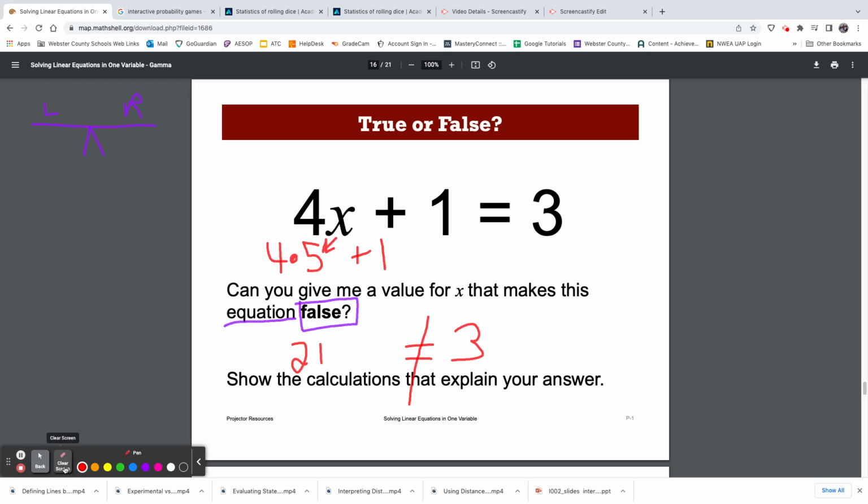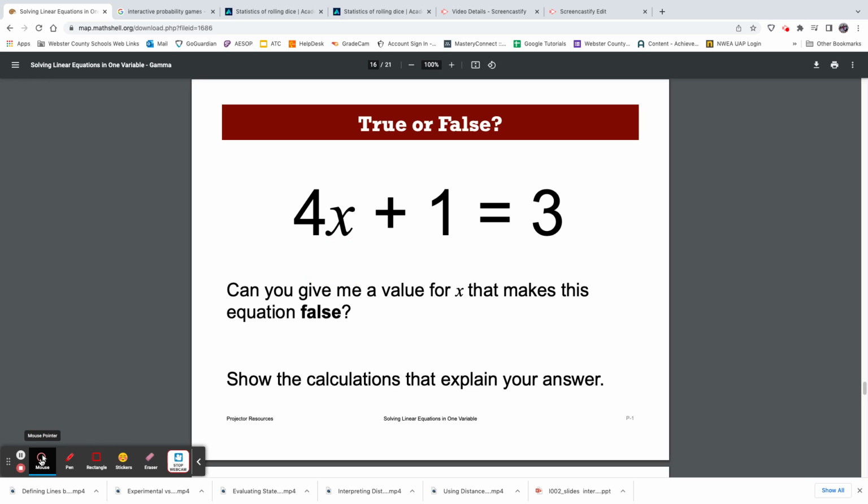I could have gone back and plugged in some other random number. I could have plugged in the number 0. So 4 times 0 plus 1 would give you 1. 1 doesn't equal 3. That's false. The hard part is when they change it and they're asking you to find a number that would make this equation become true. That's a little bit more tricky.